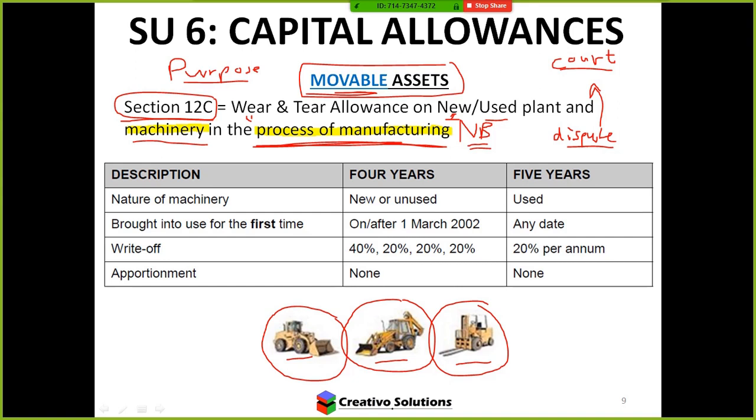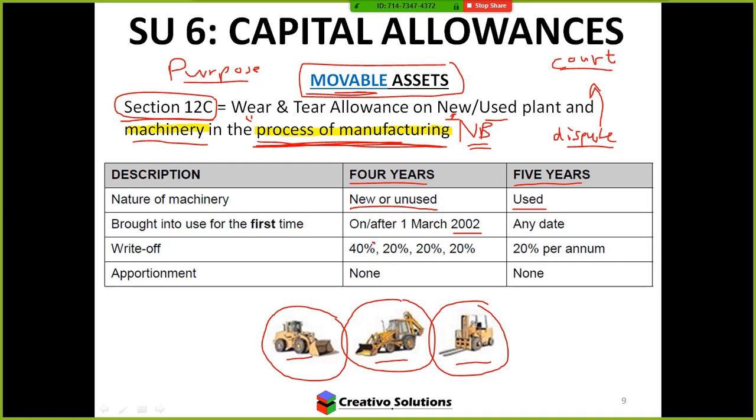So, scenario number one, movable assets, process of manufacturing. I have two options, 4 years or 5 years. 4 years is applied for new or unused, 5 years is applied for used. I also need to look at the date: brought into use for the first time after 2002. And 5 years for any date, it doesn't matter.